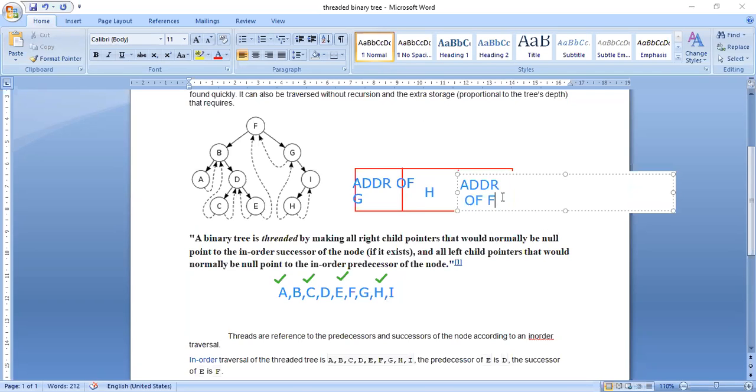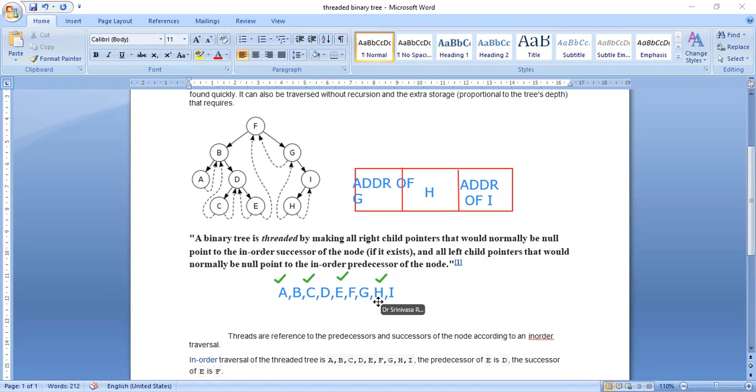So what will I write? The address of I will be written in the right address part of the leaf node H. So you can see the address of G and the address of I for the node H. Instead of null values, because H is a leaf node, I am writing the address of the predecessor and successor.